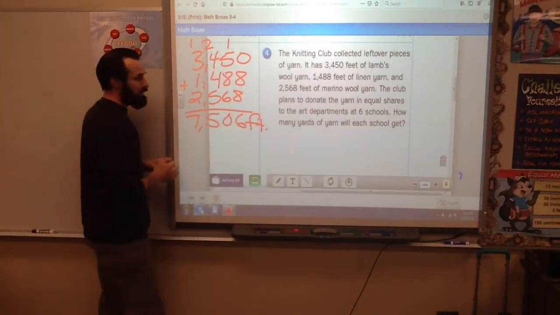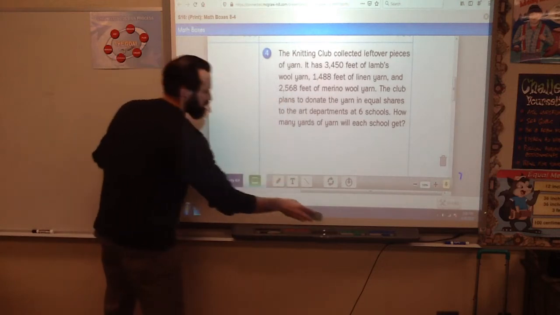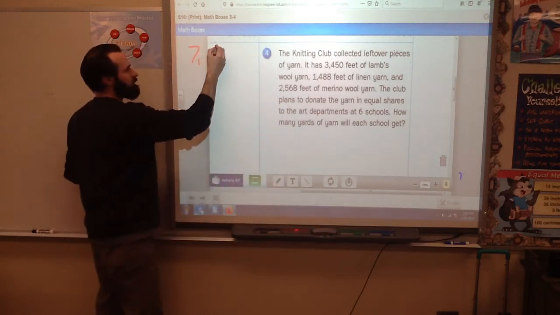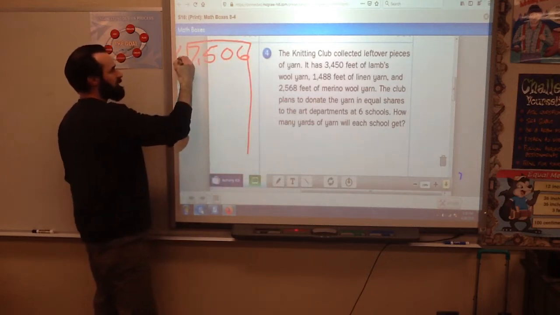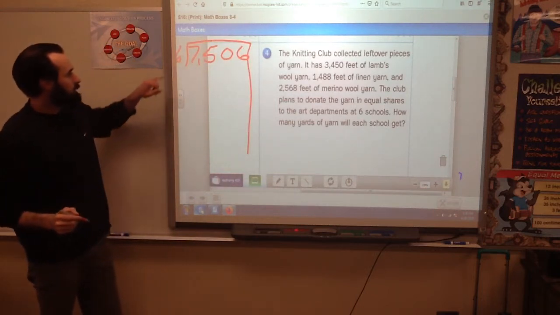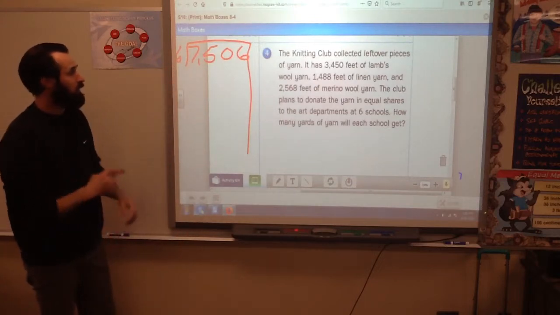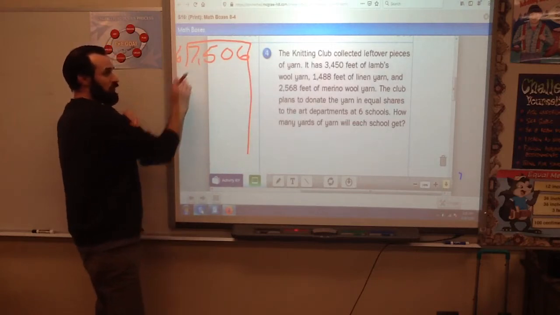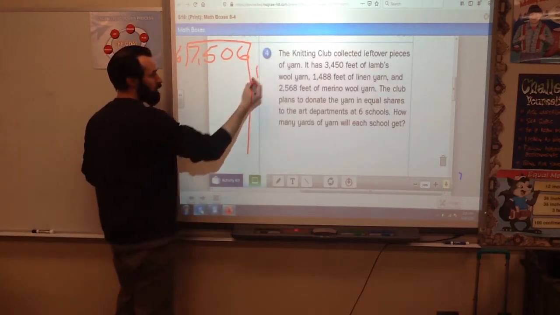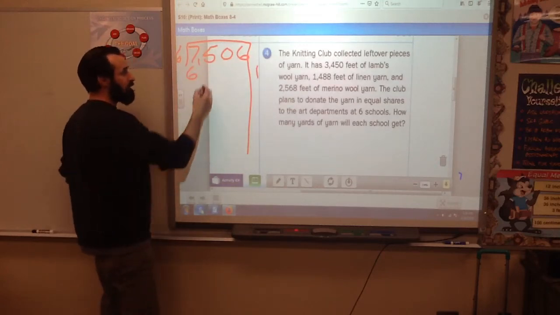So we have to take that 7,506 feet and divide that by 6. So the first thing I do is I notice that the 6 is smaller than the 7. How many 6s, what times 6 can get you close to 7 without going over? 1. 6 times 1 is 6. Now you complete the step.